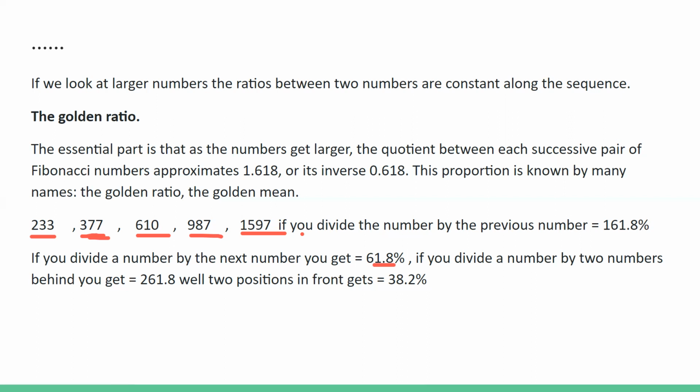So one last one. If you divide a number by two numbers behind it, you get this. This divided by this, you get this. Now, if you divide a number by two numbers in front of it, you get the 38.2.